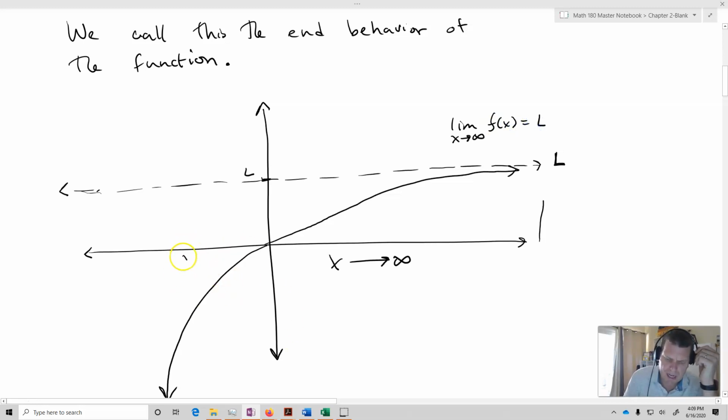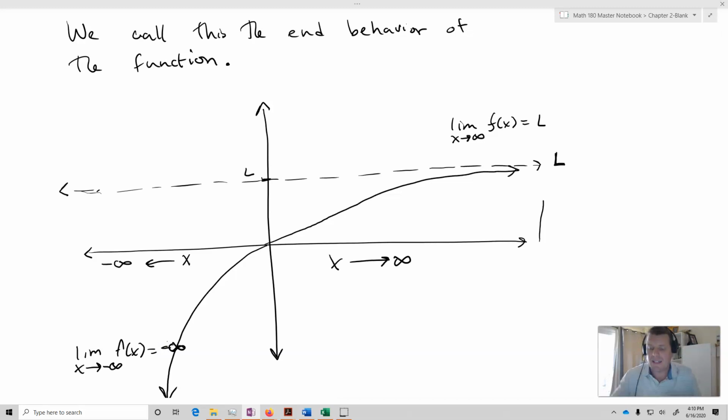On the other hand, the limiting behavior that happens as x goes towards negative infinity is that it appears f of x just continues downward with no end. So what we would say is that the limit as x approaches negative infinity of f of x equals negative infinity. That's where that's going. And so these are the end behavior of this particular function, okay? As x gets really big in the positive direction, f of x goes towards L. As x gets big in the negative direction, f of x goes towards negative infinity.